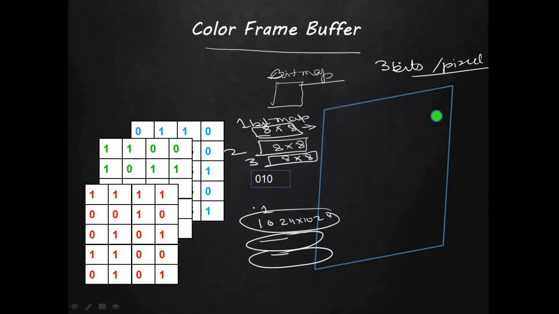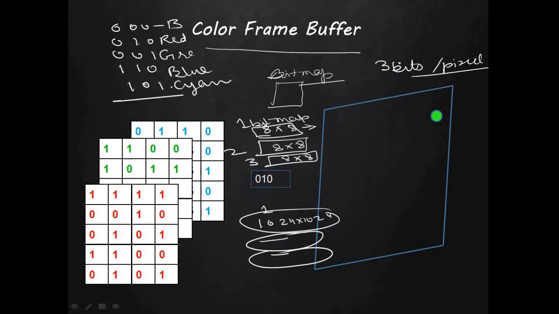Understand? So how are we going to represent the colors? With the help of this, we can have different color codes, like we can assign 0, 0, 0 for black, 0, 1, 0 for red, 0, 0, 1 for green, 1, 1, 0 for blue, 1, 0, 1 for cyan, and in this way we can assign different color codes.